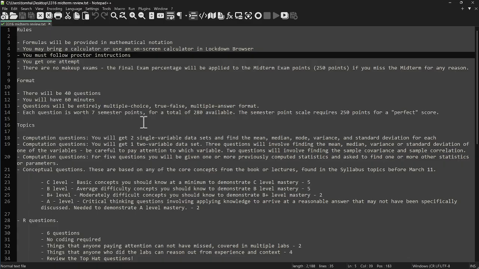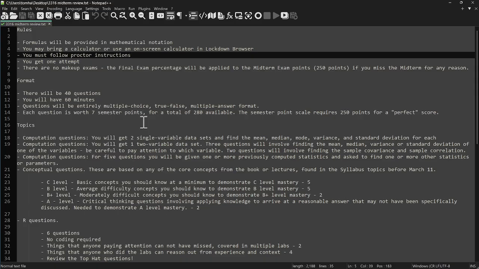More computation questions. There will be 5 questions where you'll be given one or more previously computed statistics and then asked to find one or more other statistics or parameters. So for example, I might give you the mean and the variance and ask you to find the standard deviation. And hopefully you recognize that one of those two things you don't actually need. So do be aware there may be something in there that you don't need, and there may not. I may just give you things you need. So it depends how nice I was feeling.